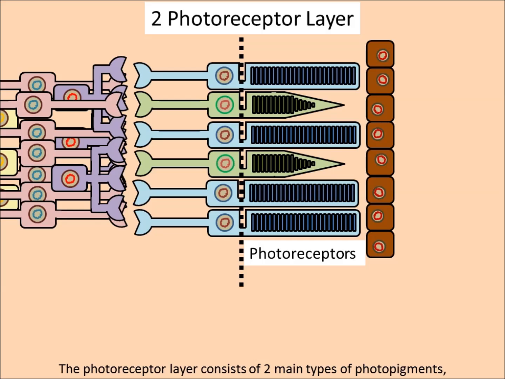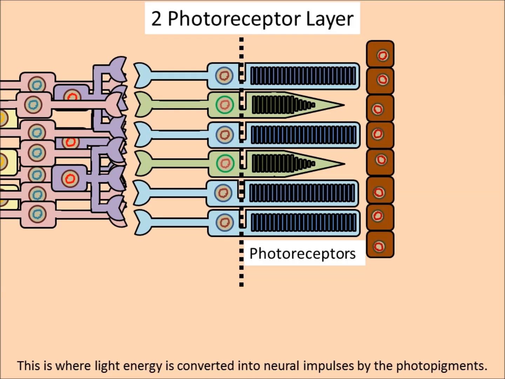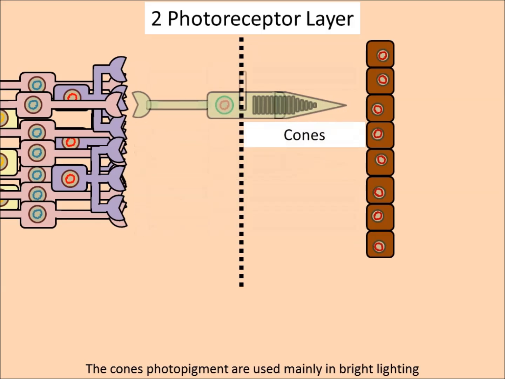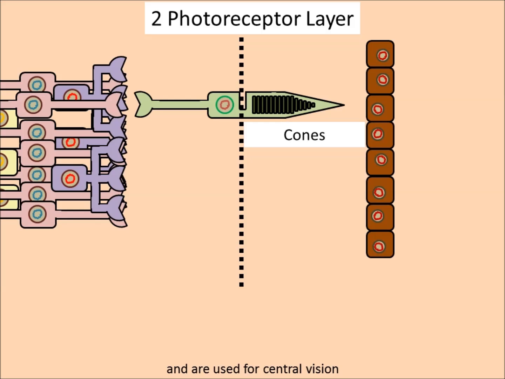The photoreceptor layer consists of 2 main types of photopigments, the rods and the cones. This is where light energy is converted into neural impulses by the photopigments. The rod's photopigments are used mainly in dim lighting and are used for peripheral vision, because rods are more concentrated in the peripheral retina as compared to the central retina. The cone's photopigments are used mainly in bright lighting and are used for central vision, because cones are more concentrated in the central retina as compared to the peripheral retina.